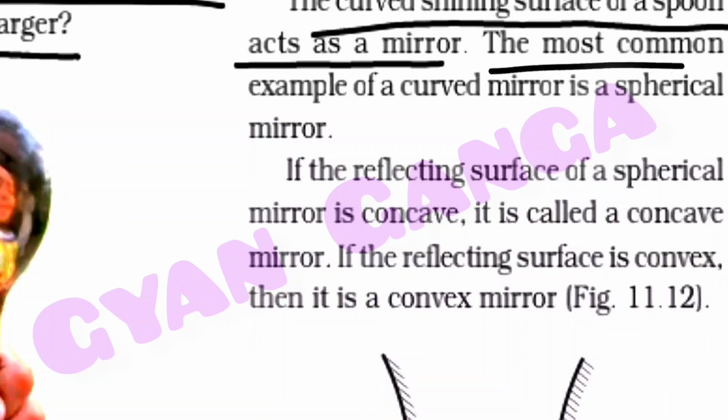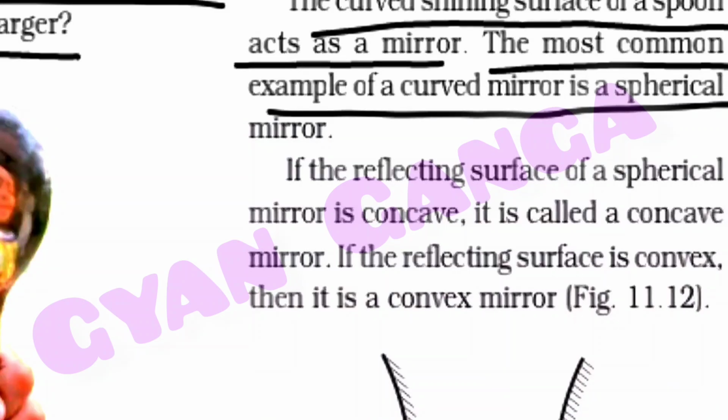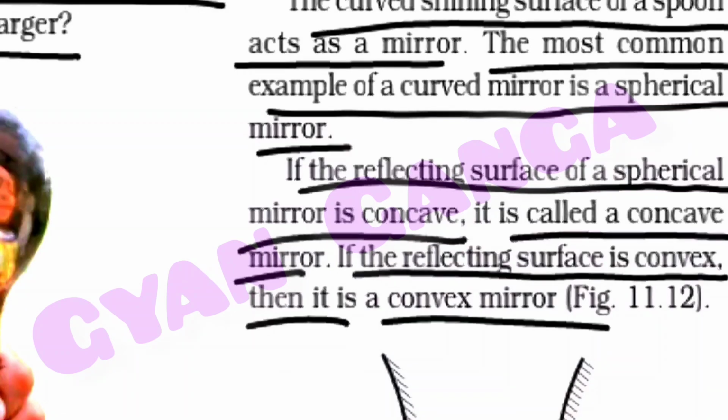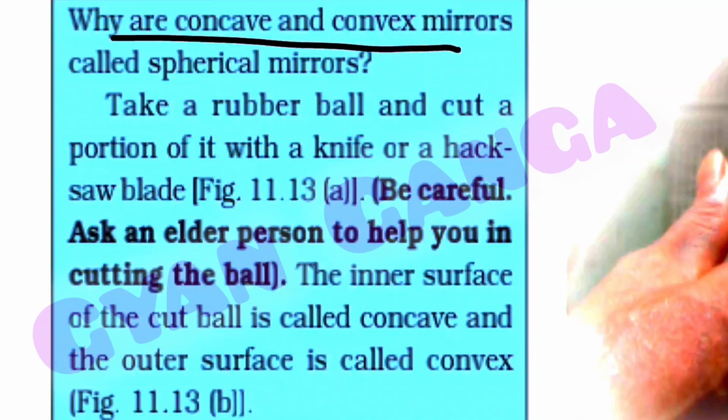The most common example of a curved mirror is a spherical mirror. If the reflecting surface of a spherical mirror is concave, it is called a concave mirror. If the reflecting surface is convex, then it is called a convex mirror. Why are concave and convex mirrors called spherical mirrors?